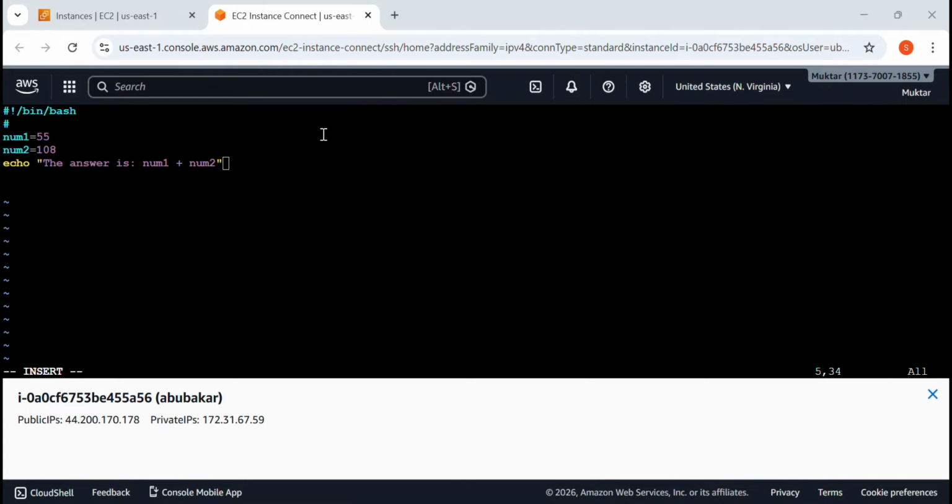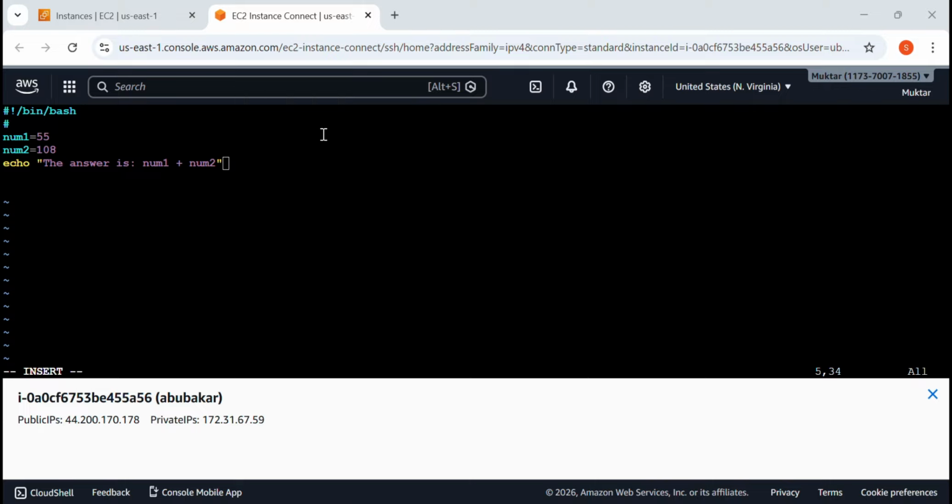Now let us go back to the first problem. Why did bash print num1 plus num2 as plain text instead of calculating 163? The reason is actually simple. In bash, everything is text by default. Every variable you create, every value you store, bash treats as a string of characters, not as a number. When you write echo $num1 + $num2, bash sees four pieces of text. So the dollar sign is a symbol that tells bash this is a variable, not a calculation.